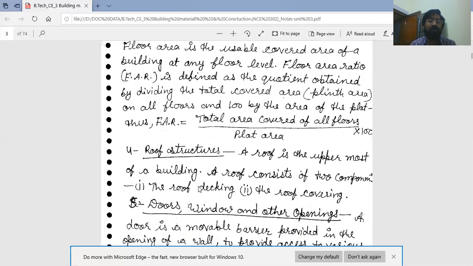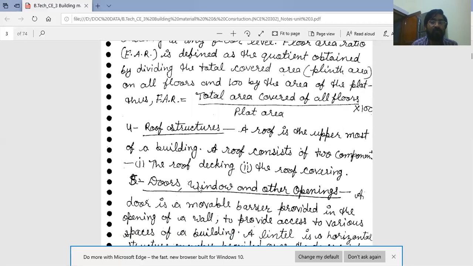Fourth component of a building is roof structure. A roof is the uppermost part of a building. A roof consists of two components: the roof decking, which is the structural part, and the roof covering.